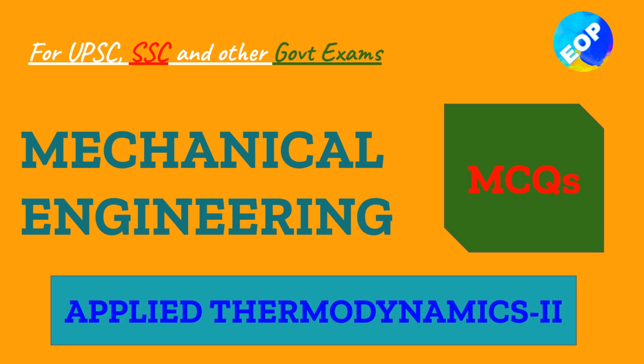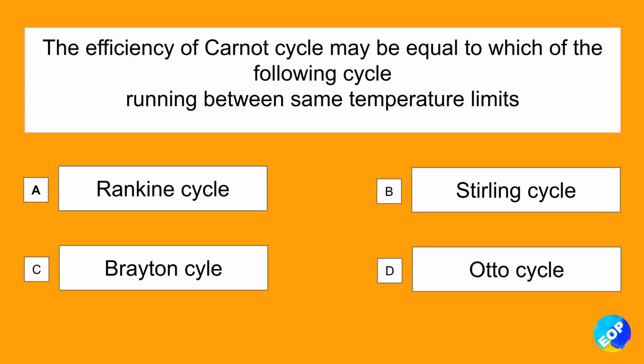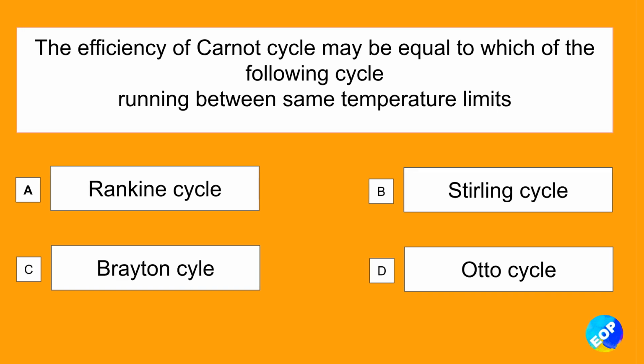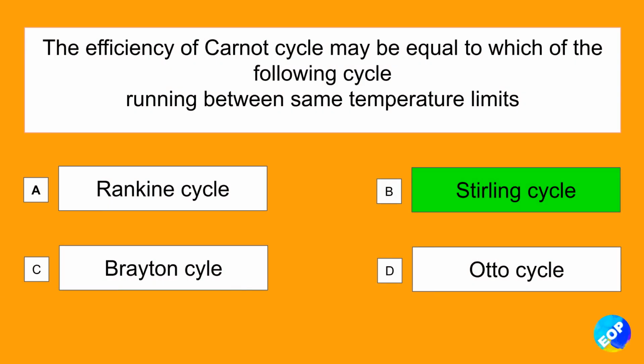Welcome to this video on Applied Thermodynamics-II, focusing on mechanical engineering concepts relevant for exams like UPSC and SSC. Let's look at this question. The efficiency of the Carnot cycle may be equal to which of the following cycles when running between the same temperature limits? The correct answer is the Stirling cycle.